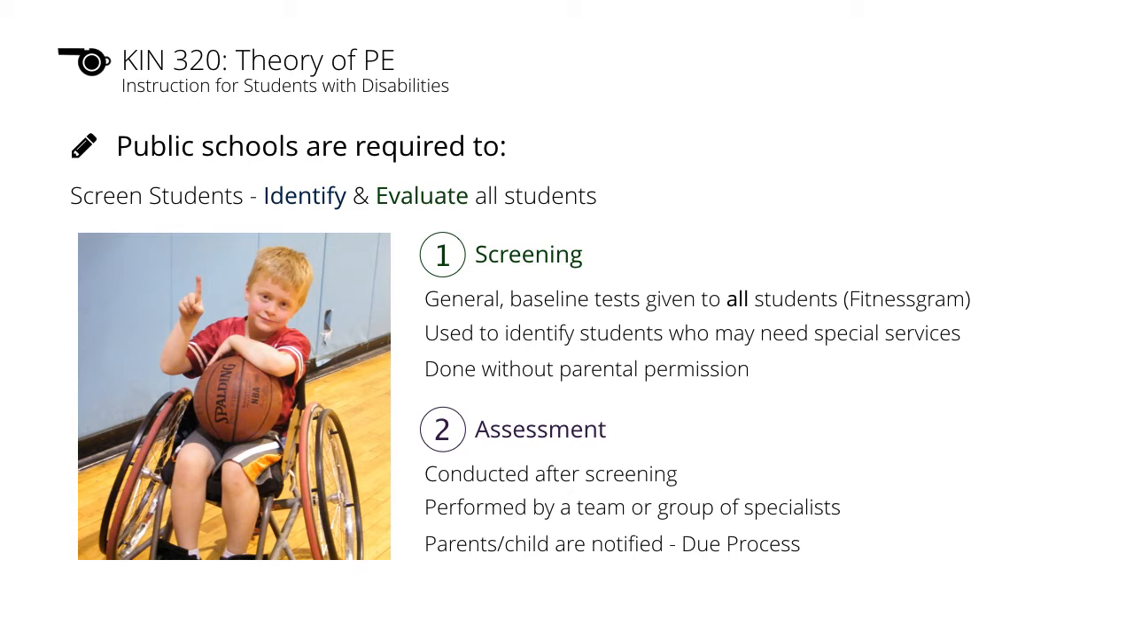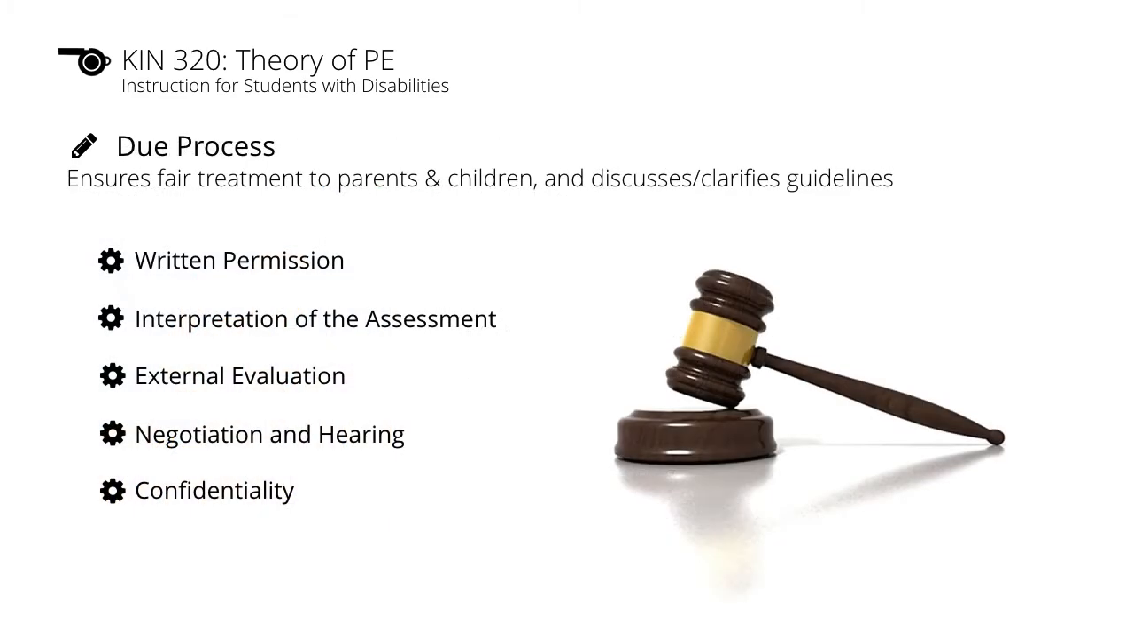So if you're taking your kids out for physical education and you think after your initial screening that somebody may have a possible disability, then it's your responsibility to notify an administrator to try to follow up with the assessment protocols. Now, the due process for parents is there to ensure fair treatment to the parents and the student, and it also explains the guidelines that are going to follow within that assessment. So in due process, written permission is received from the parent to conduct the assessment, and the assessment procedures are then clearly explained and identified to the parent.